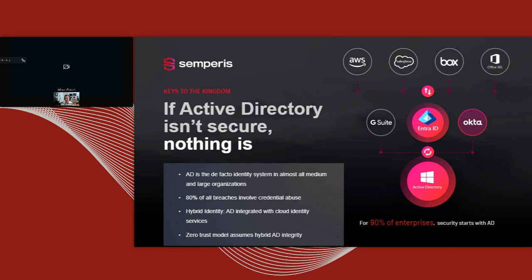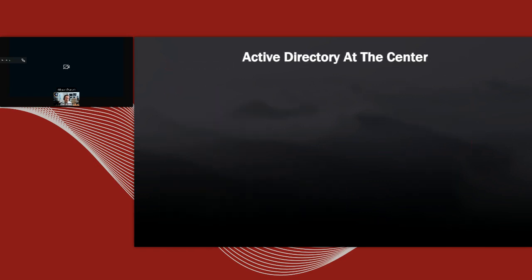And so the bad guys know this, of course, and so we get credential abuse for our attacks. As I've said before, the Zero Trust model depends on hybrid Active Directory integrity, a hybrid model where you have Active Directory on-prem and some cloud service provider like Okta or Entra or PingOne or G Suite. What it comes down to is, the math is pretty simple. Security starts with Active Directory, and it's at the center of on-premises systems and hybrid systems.